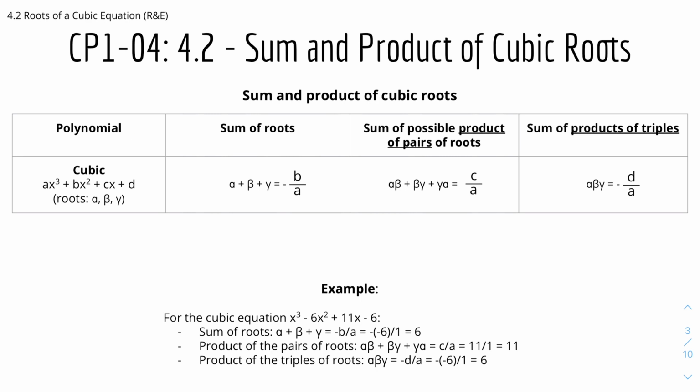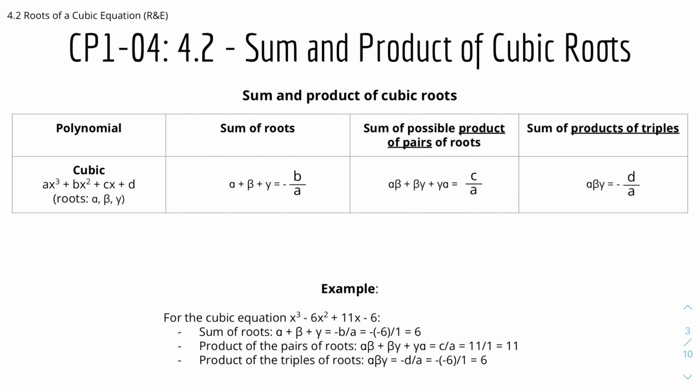We have the cubic polynomial ax cubed plus bx squared plus cx plus d equals 0. The sum of the roots, alpha plus beta plus gamma, equals minus b over a. The sum of the product pairs of roots, alpha beta plus beta gamma plus gamma alpha, equals c over a. And the product of all the roots, alpha beta gamma, equals minus d over a. Notice how the sign alternates, from minus to plus to minus. And note that a, b, c, and d are the coefficients of the cubic equation.